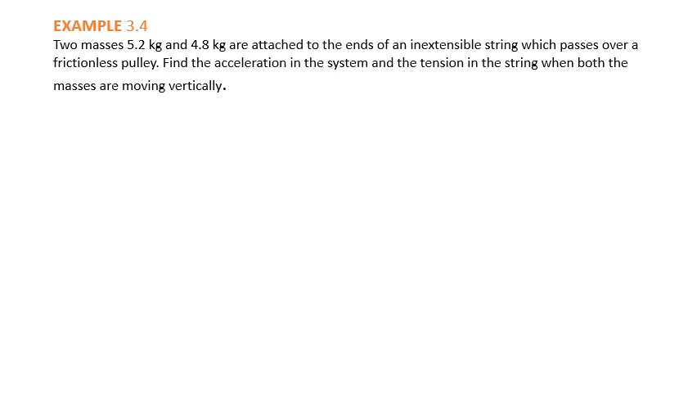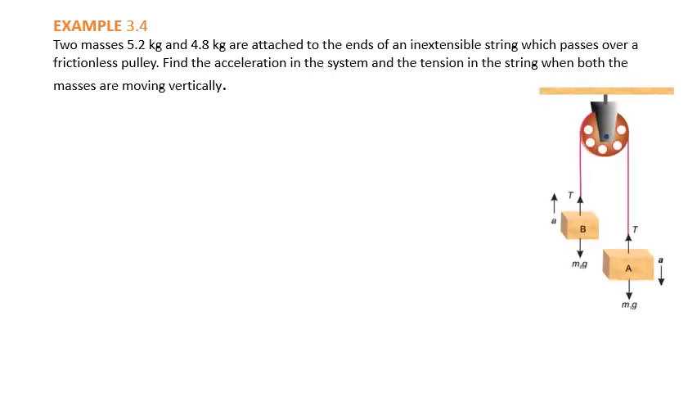So moving toward the current lecture, we have an example, example 3.4. Over here we have two masses, 5.2 kg and 4.8 kg. Both of these masses are attached to a string, but remember, an inextensible string. This is the most important assumption over here, that the string must be inextensible.